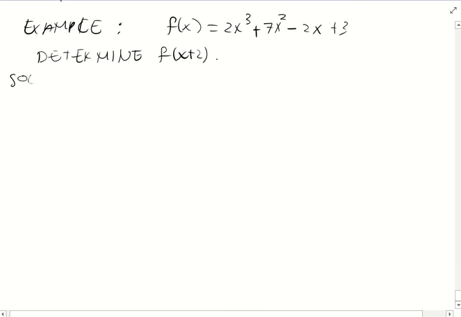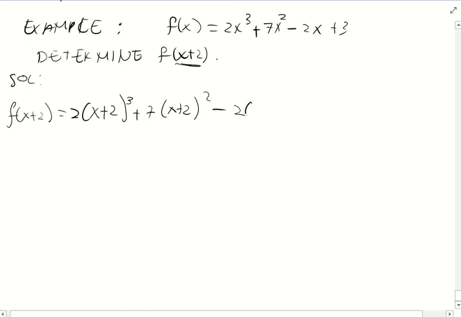So solution. f of x plus 2 now, again, we change all x with the new value x plus 2. So this will be x plus 2 cubed plus 7 times, instead of x squared, x plus 2 squared, minus 2 times x, but it's x plus 2, so 2 times x plus 2, then plus 3.